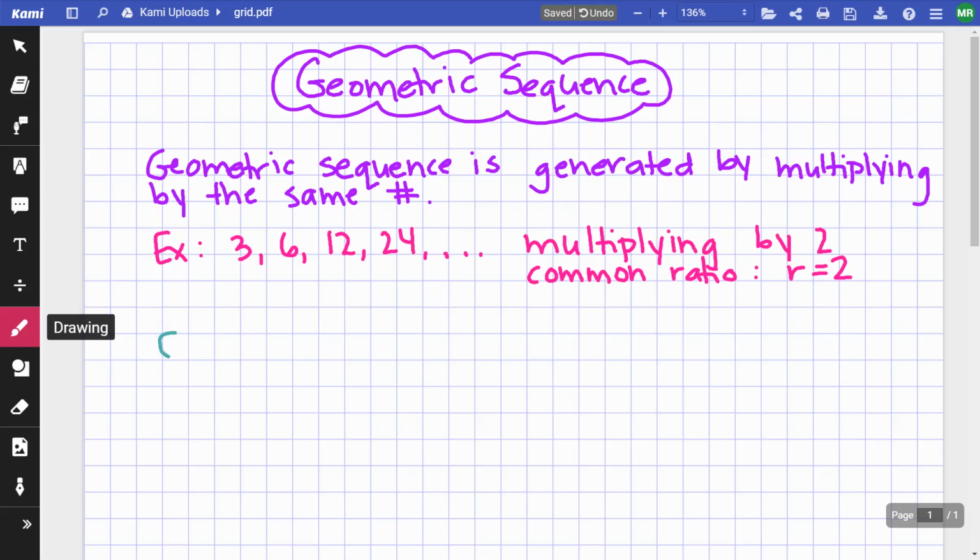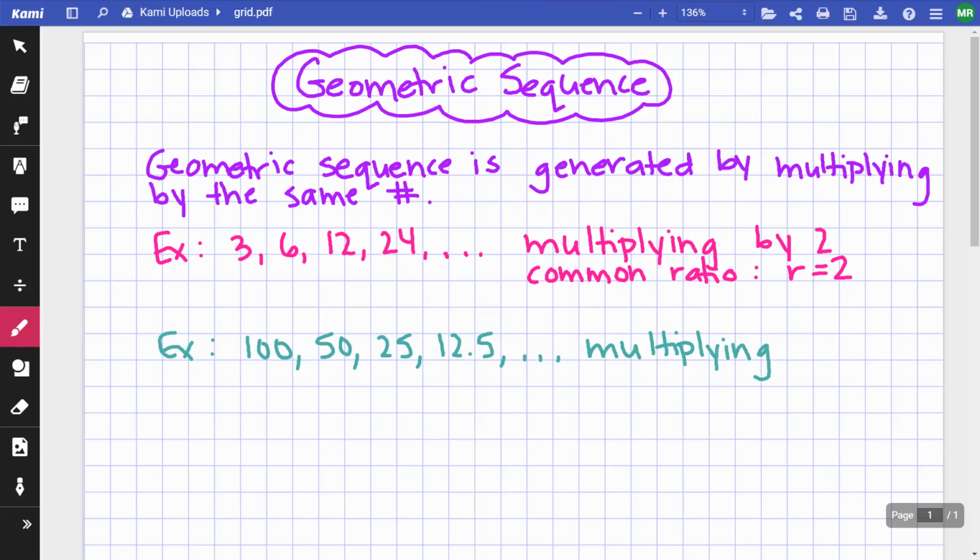Let's say we have an example like 100, 50, 25, 12.5, and so on. Now you might think of this one as dividing by 2, but you want to think of it in terms of multiplying. If I'm dividing by a number, I'm really multiplying by the reciprocal. So I'm multiplying by 1/2, and my r in this case is 1/2.